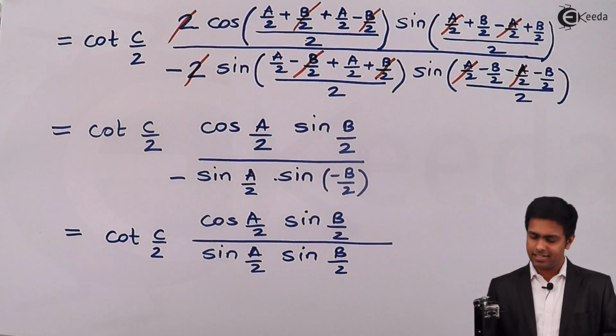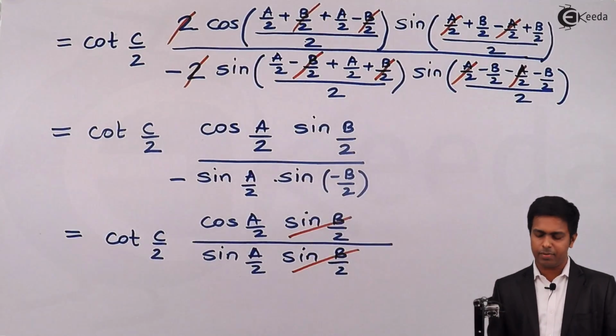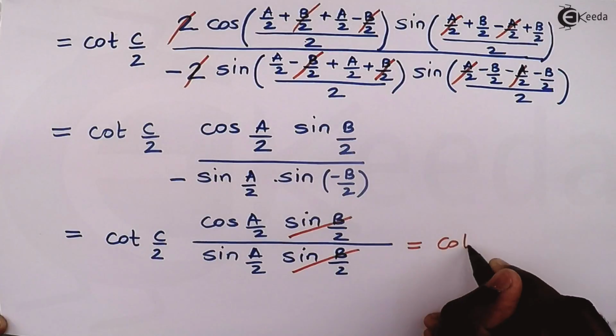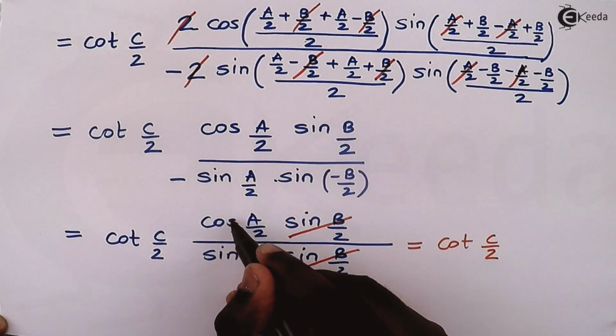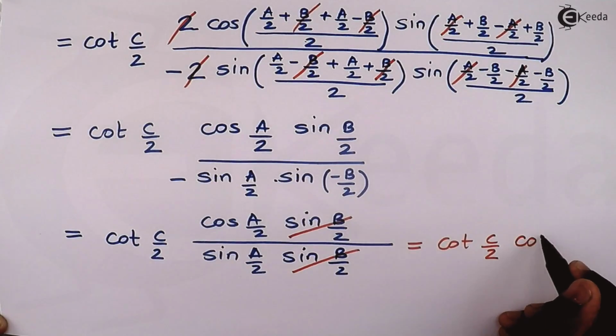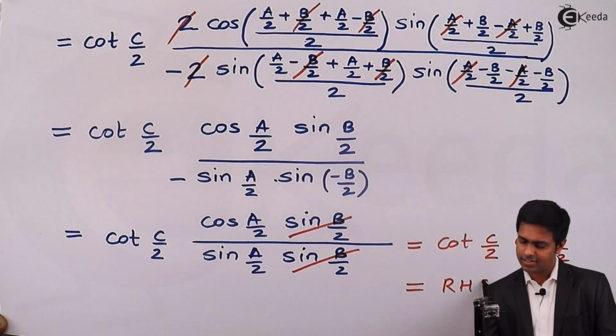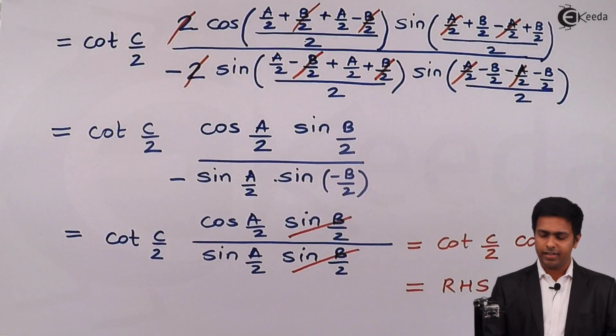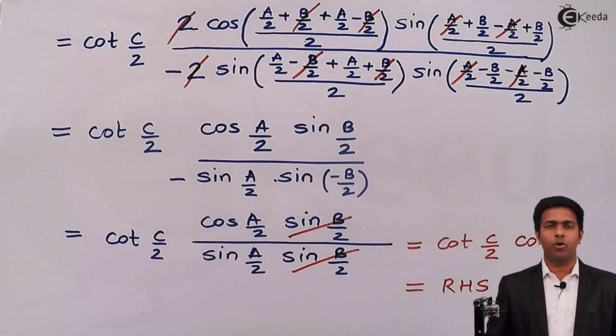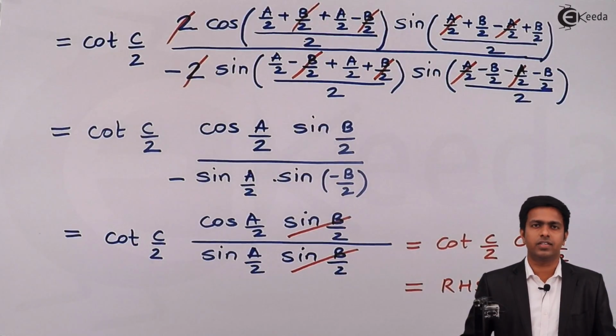Now here we can cancel this sin(B/2) with sin(B/2), and we will get cot(C/2), and cos upon sin, that is cot(A/2), which is our required right hand side. So here we have applied the angles of triangle formulae and we have proved the result.